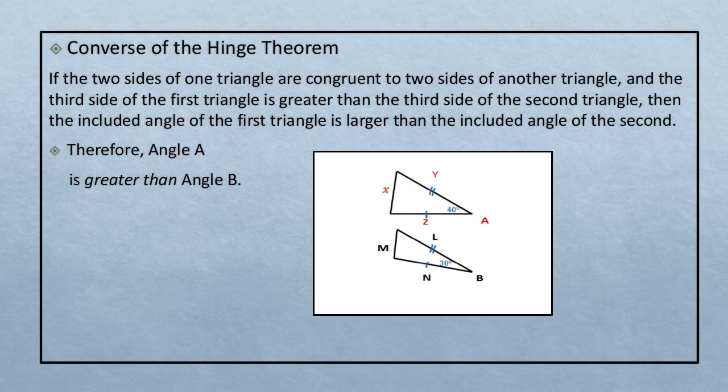Converse of the hinge theorem. If two sides of a triangle are congruent to two sides of another triangle, and the third side of the first triangle is greater than the third side of the second triangle, then the included angle of the first triangle is larger than the included angle of the second. Therefore, angle A is greater than angle B.